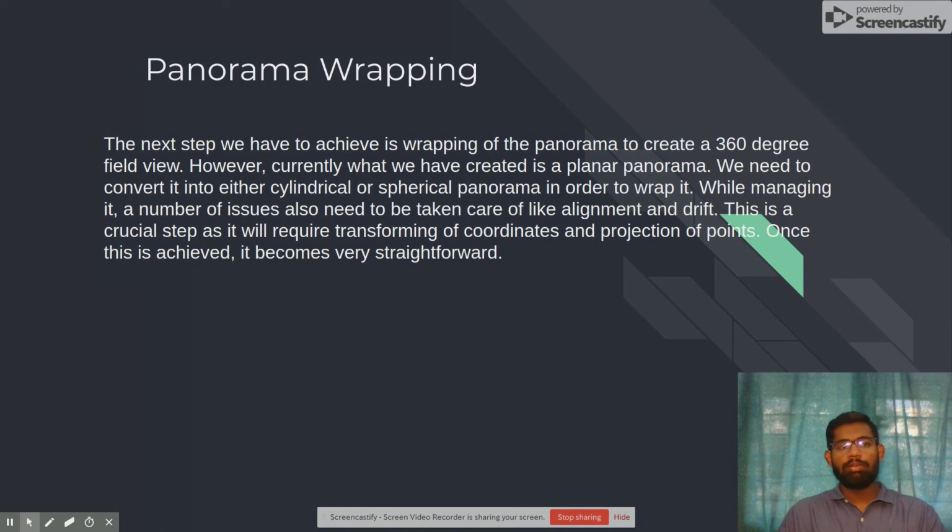Panorama wrapping. The next step we have to achieve is wrapping of the panorama to create a 360-degree field of view. However, what we have currently created is a planar panorama. We need to convert it into a cylindrical or spherical panorama in order to wrap it. While managing it, a number of issues also need to be taken care of, such as alignment and drift. This is a crucial step as it will require transforming of coordinates and projection of points. Once this is achieved, it becomes very straightforward.